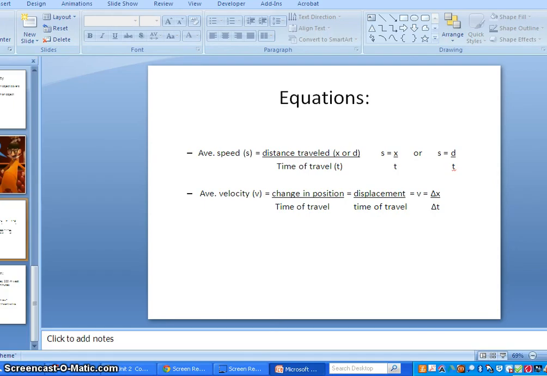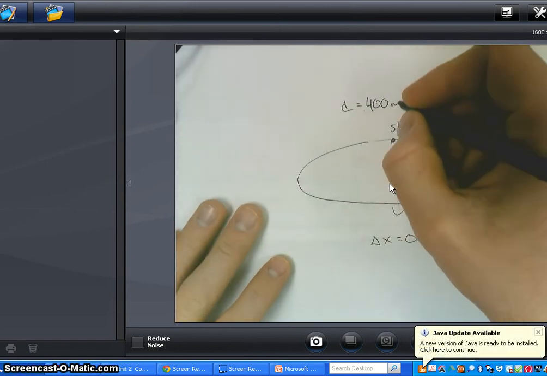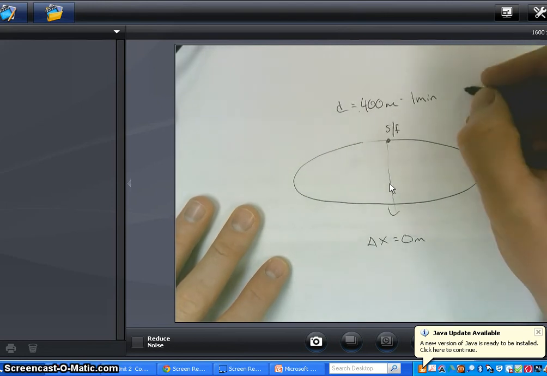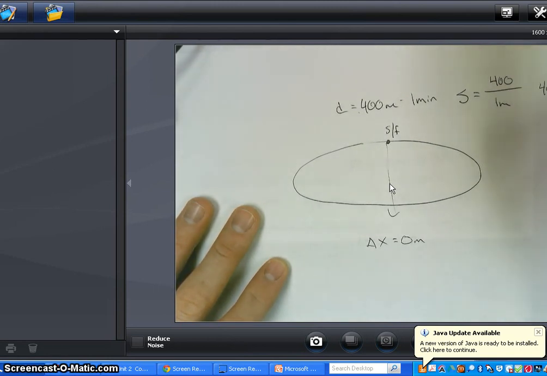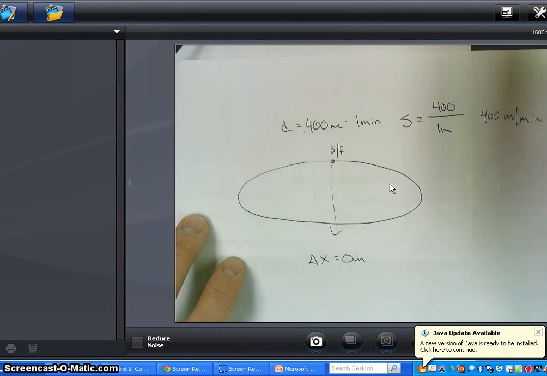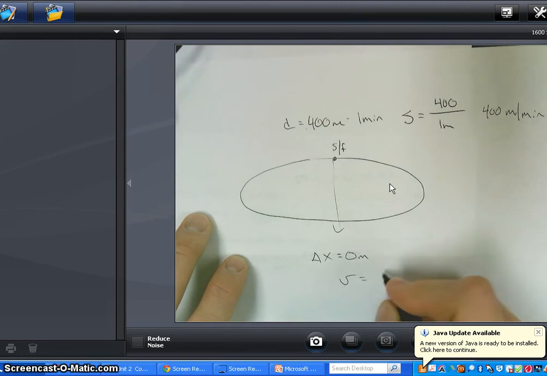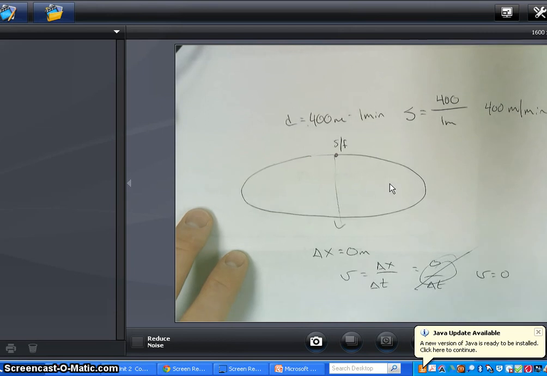Technically speaking, back to this example, let's say I did this in 1 minute, which is a decent 400 meter dash time. My speed would be my distance, 400, divided by 1 minute, which would be 400 meters per minute. We would probably want to convert that to meters per second, but nonetheless, just a quick example. Now if we want to know my velocity, it's delta x over delta t. Since my delta x is 0, it doesn't matter what my delta t is. This quantity is going to be a velocity of 0 because I haven't gone anywhere.